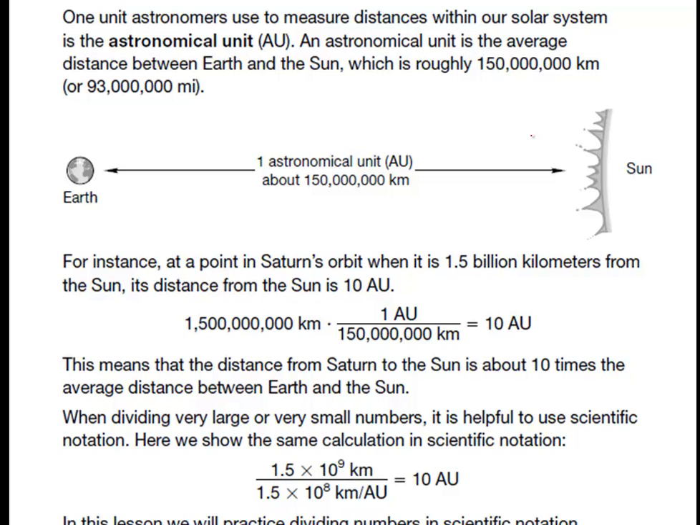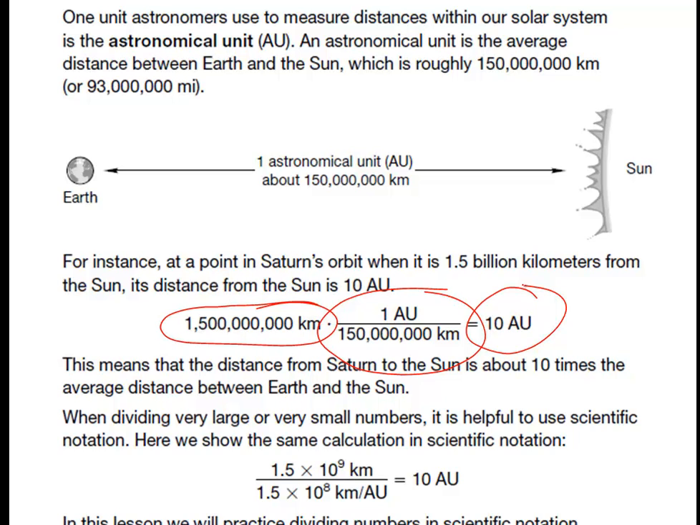For example, if we were to look at a point in Saturn's orbit, when it's 1.5 billion kilometers from the Sun, that is really equal to 10 AUs. We could figure that out by using our unit multipliers. If we took the 1.5 billion kilometers and converted that to AUs, knowing that 1 AU equals 150 million kilometers, then as we multiply and divide, we would get 10 astronomical units. So we know that the distance from Saturn to the Sun is 10 times greater than the distance from the Earth to the Sun.